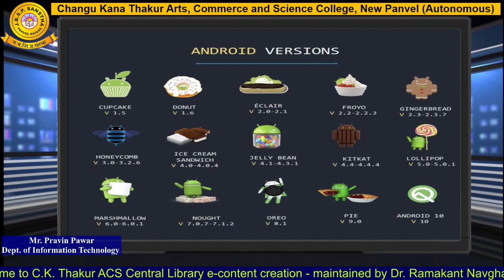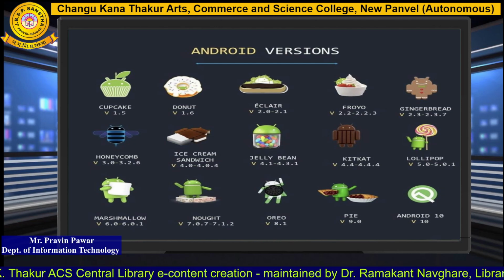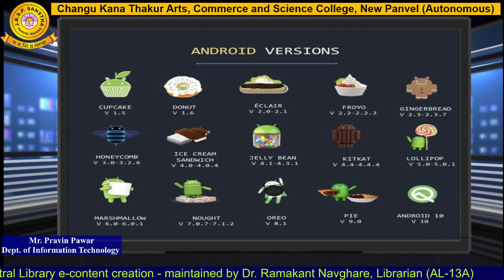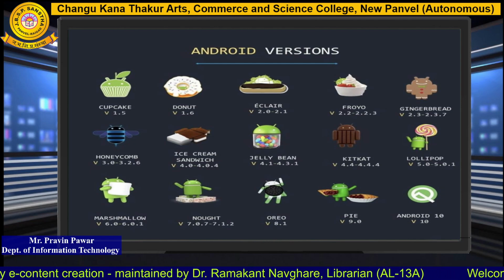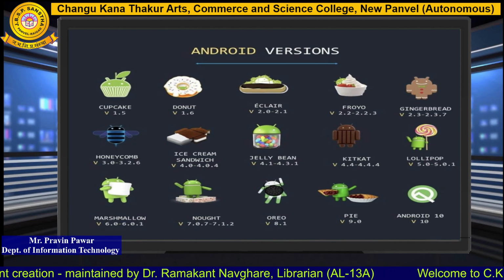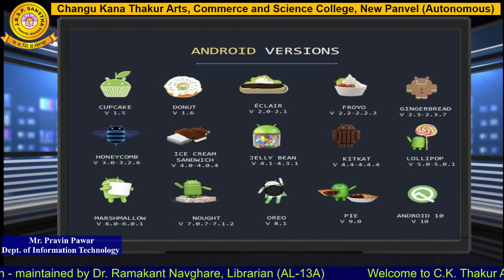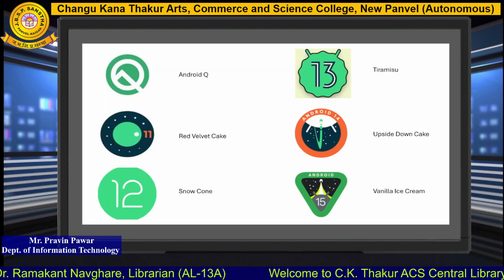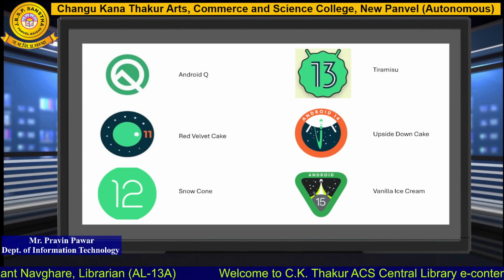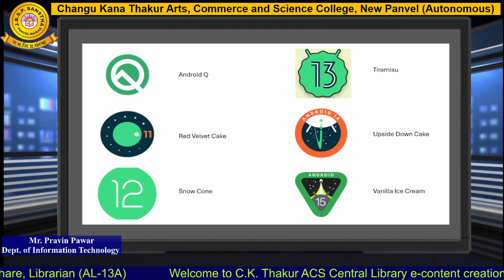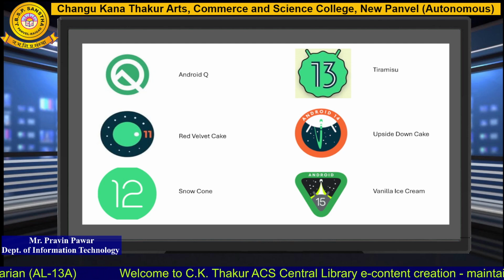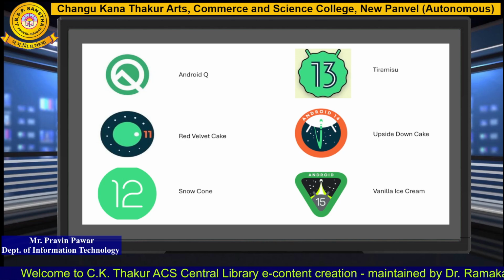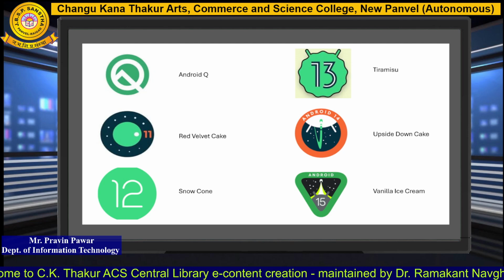The 9th version they provided the name Pie, and for the 10th they don't have a P. After P, they don't provide any letter-based sweet name, so they gave the name Android 10 only. Okay, Android 10 is the version name. For version 10 they are using Android Q, because on the basis of the letter Q we could not find any sweet which starts with the letter Q. So they kept the same name, Android Q.